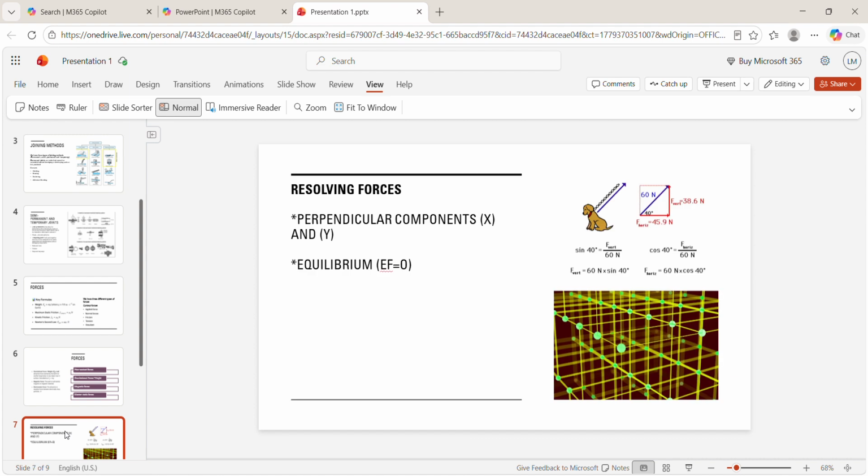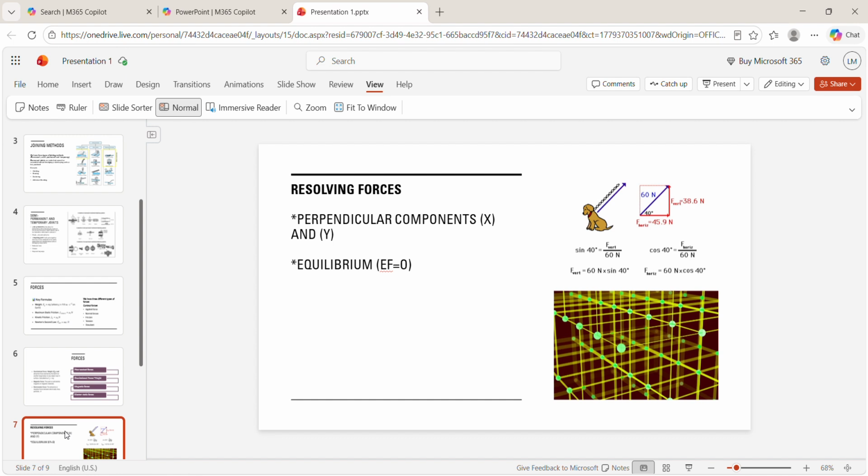Next, we're going to be moving to the resolving forces, the perpendicular components, which are the x and y components, and we have the equilibrium, which is the sum of forces equals 0. Okay, here we're given an example of a dog which is pulled on an incline by a rope. Here we're going to be calculating the x component and the y component.